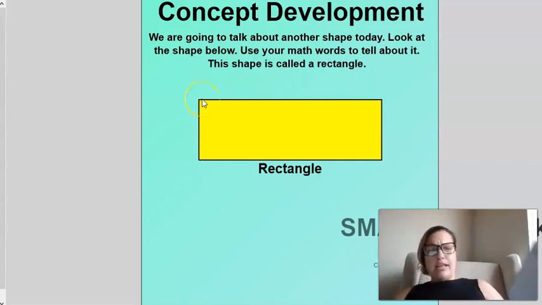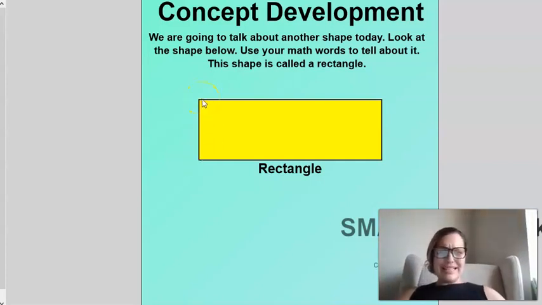Now look at these sides. Are these sides the same length? Like, is this line the same length as this line? No. But is this line the same length as this line? Yes. And this line, is it the same length as this line?